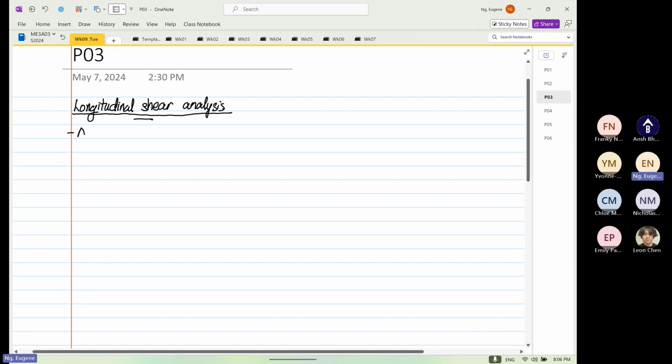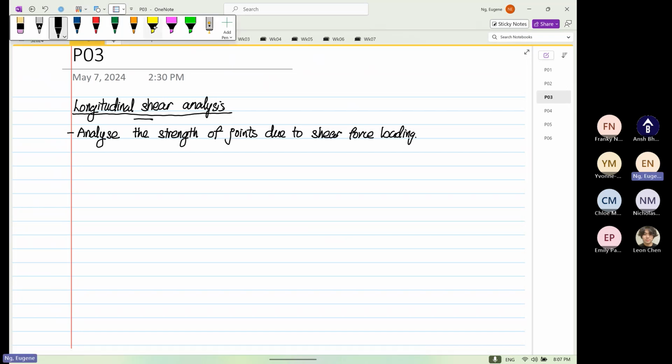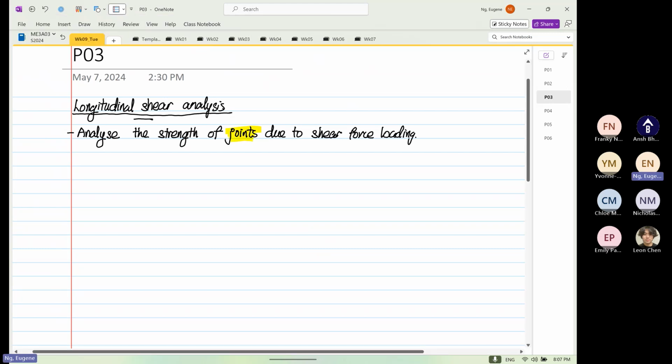So we are going to analyze the strength of joints due to shear force loading. The word I will emphasize over here is the joints. Okay, the word I'll emphasize over here is the joints.